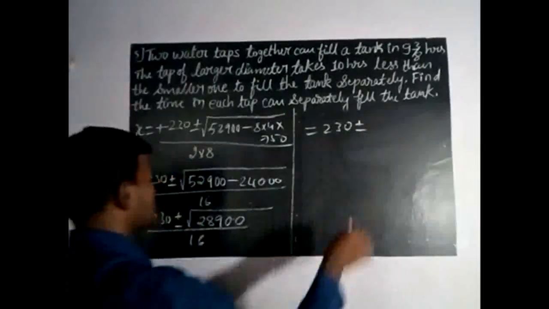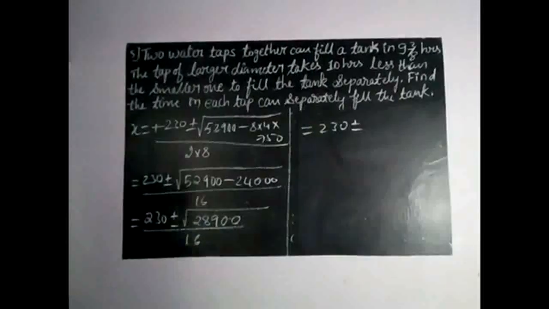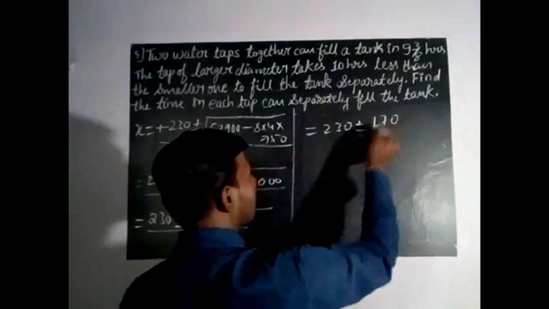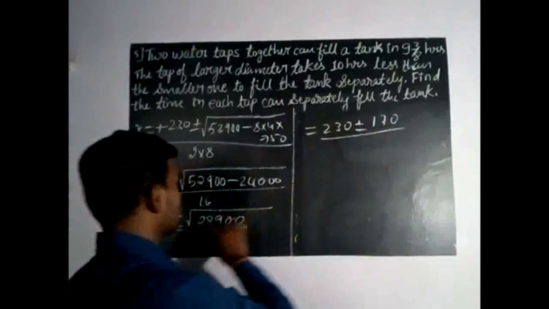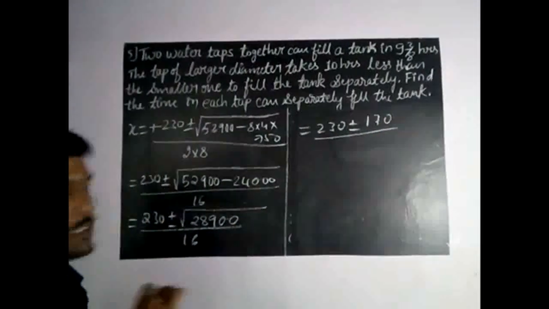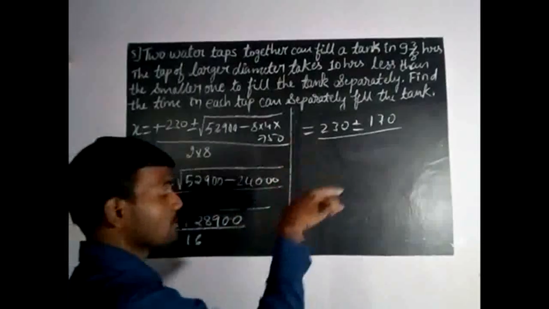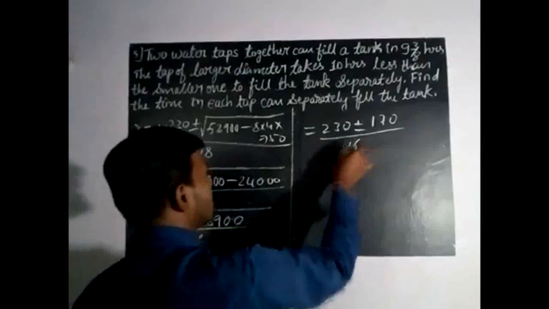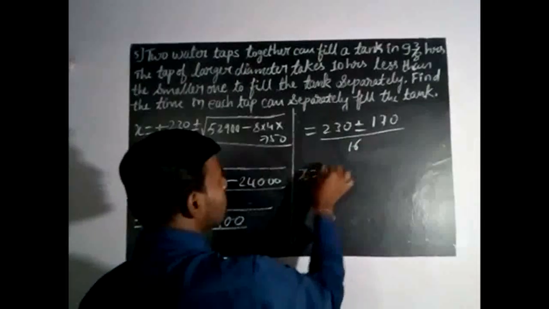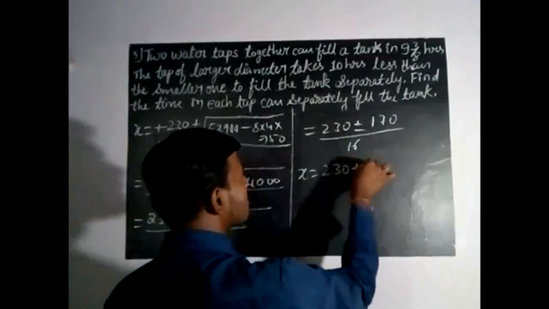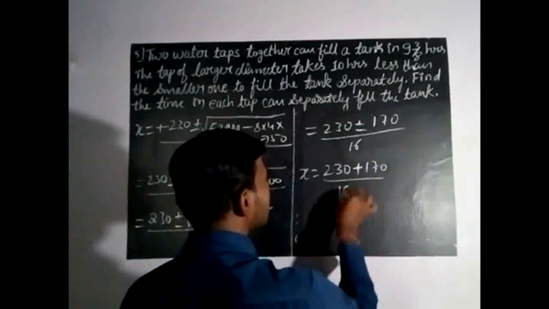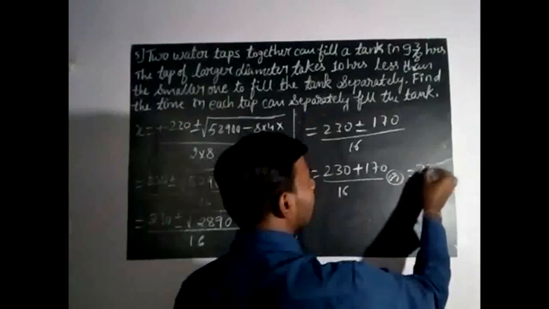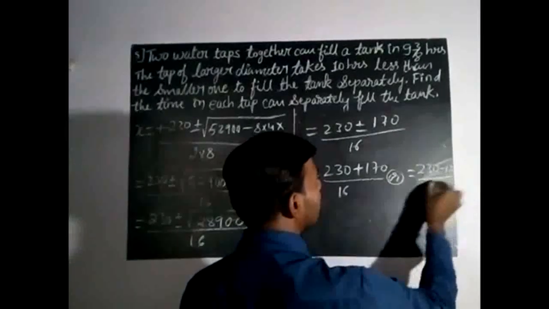$230 plus or minus the square root of 289. The square root of 289 is 17, so 170, because the square root of 28,900 is 170. Divided by 16. Either x is equal to 230 plus 170 by 16, or x is equal to 230 minus 170 by 16.